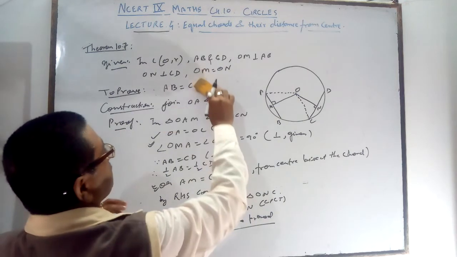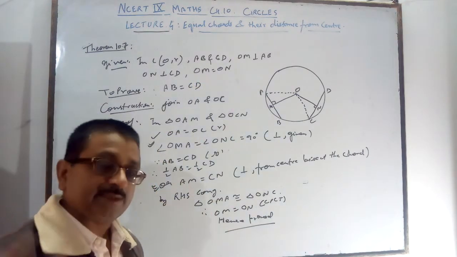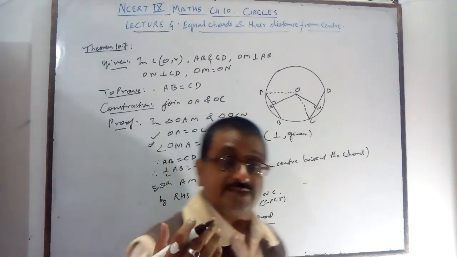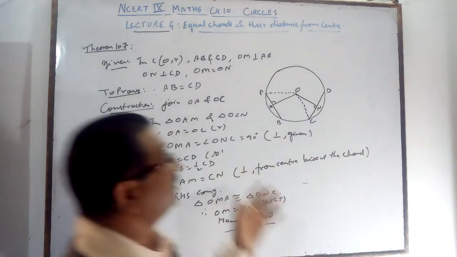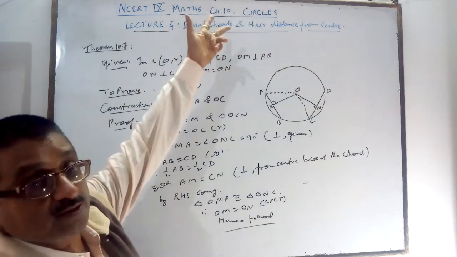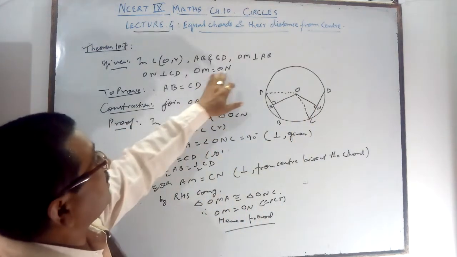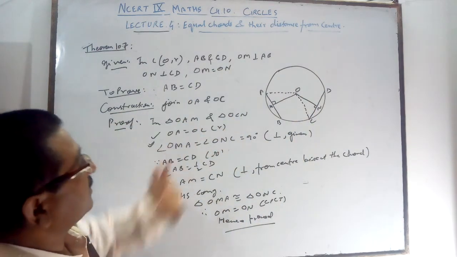Just the converse theorem. What is the converse theorem? If the distance is equal, then the chords are equal. If the chords are equal, then their distance from the center will also be equal. So here, chords are equal is given in the previous one, and you want to prove OM equal to ON. Here OM and ON are equal is given, and you want to prove the chords are equal.